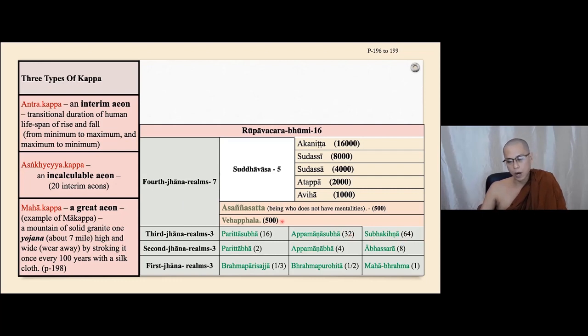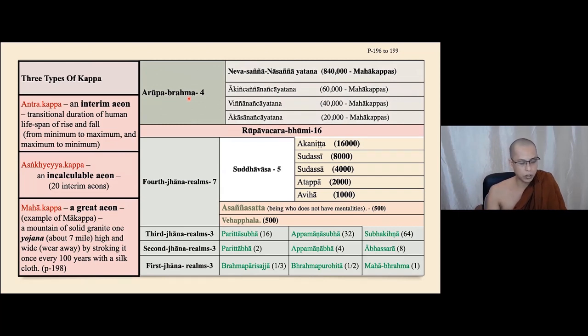And in the fourth jhana, by the power of the fourth jhana, it jumps to 500. So two realms, the less long one is 500 Mahakappa, great eons. And for the Suddhavasa, it goes up to 1,000, 2,000, 4,000, 8,000, and 16,000 Mahakappa. Those are the lifespans of beings in the five material sphere realms. In the immaterial sphere realms, it is also not difficult to remember, but not easy to keep: 20,000 Mahakappa, 40,000, 60,000, and 84,000 Mahakappa in the Nevasannanasannayatana realm. These are the lifespans of beings in the Brahma realms.